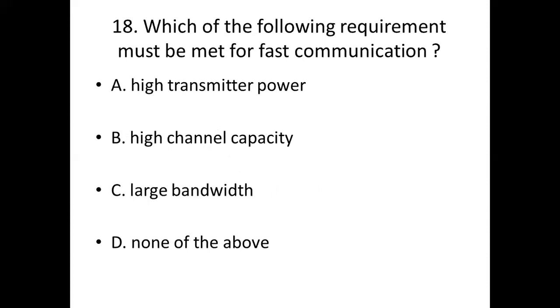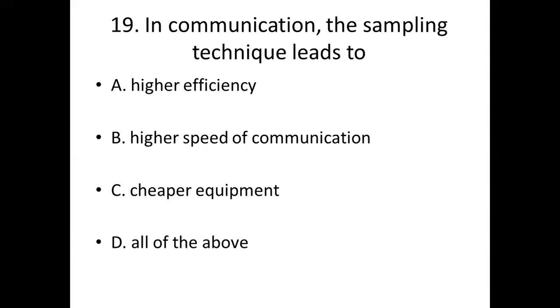Option C, large bandwidth. 19th bit. In communication, the sampling technique leads to option A, higher efficiency. Option B, higher speed of communication. Option C, cheaper equipment. Option D, all of the above. Answer guess cheyandi.